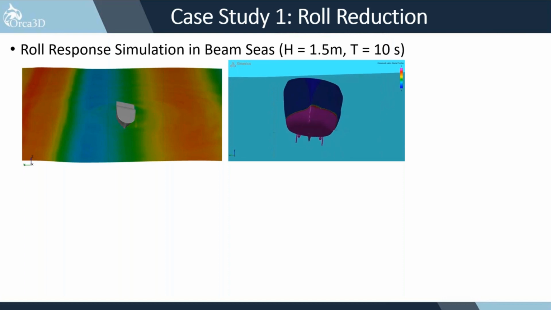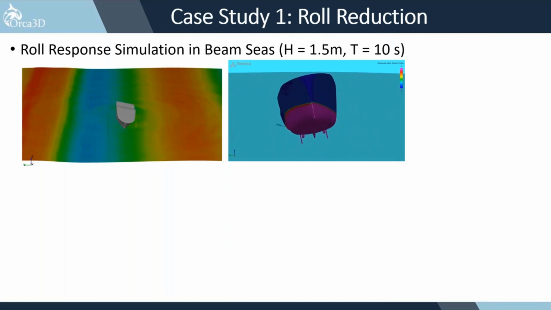And you can see on the right how the model started out just with a very small roll angle, but because it's being excited at its resonant frequency, it eventually starts rolling very, very significantly. So that view shows the model rolling without bilge keels. We have a similar one with bilge keels.